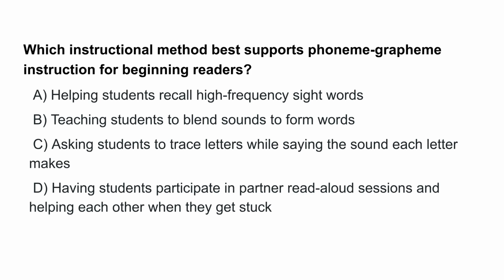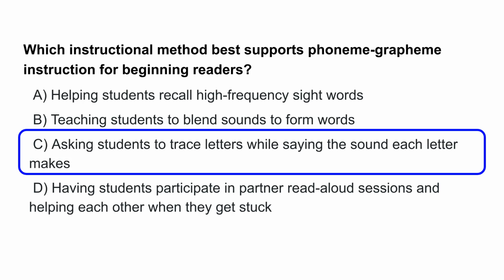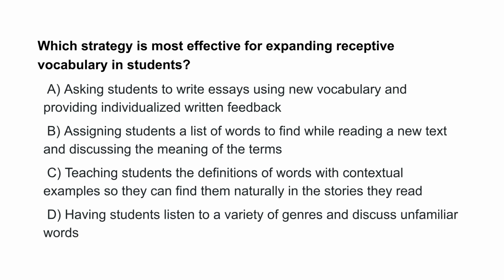The correct answer is letter C. Tracing letters while saying their corresponding sounds helps students connect the visual representation, or grapheme, to the spoken sound, or phoneme. Question 4. Which strategy is most effective for expanding receptive vocabulary in students?